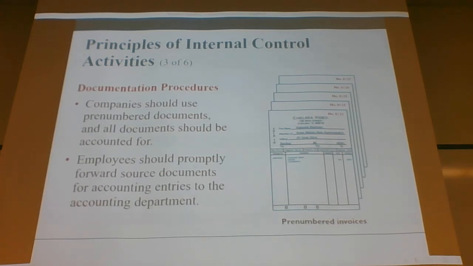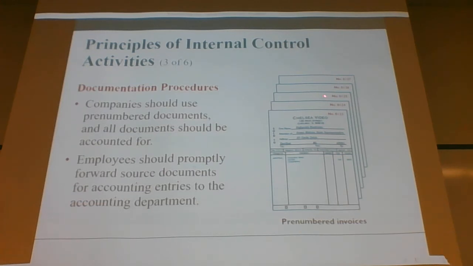All right, documentation procedures. We have some pictures over here of some pre-numbered invoices. Company checks would be another example. It says companies should use pre-numbered documents and all documents should be accounted for. So we've got 123, 4, 5, 6, 7. If we're missing number 125 for whatever reason on these invoices, this is a problem.